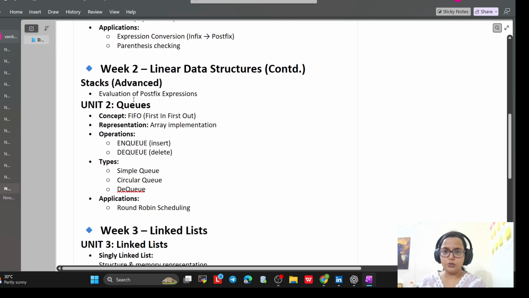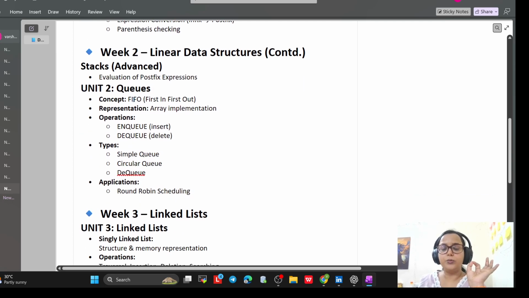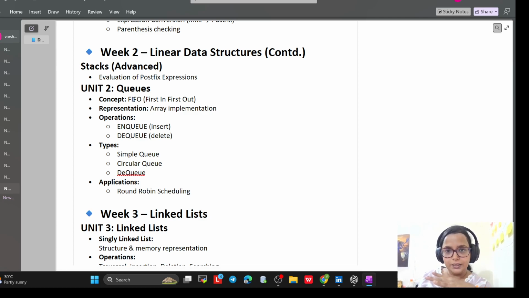Coming to week 2, in week 2 we will discuss linear data structure. That will continue, and we will deep dive in week 2. In that, we will also learn advanced stack concepts. Advanced means the evaluation of postfix expressions. That we are going to cover in week 2.